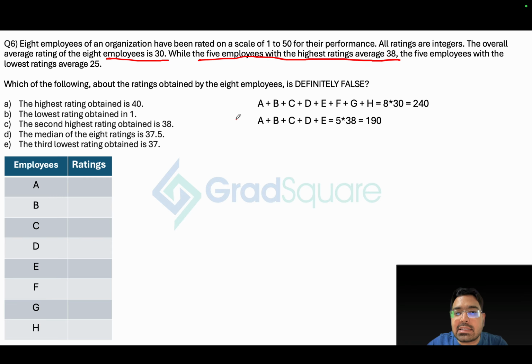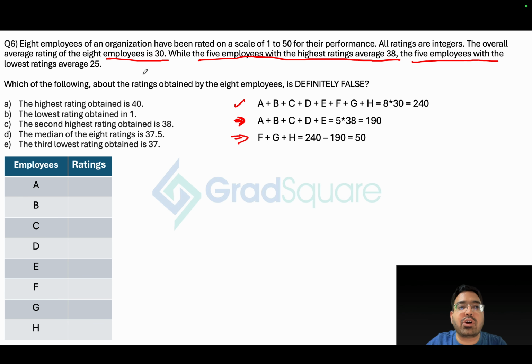Now once you get this equation, you need to understand that you can replace it in the first equation, A plus B plus C plus D plus E. Then you will get the value of F plus G plus H. So 240 minus 190 will give you F plus G plus H as 50. So we now know the bottom 3 by the information that they've given me about the top 5. Clear? Now go to the next one.